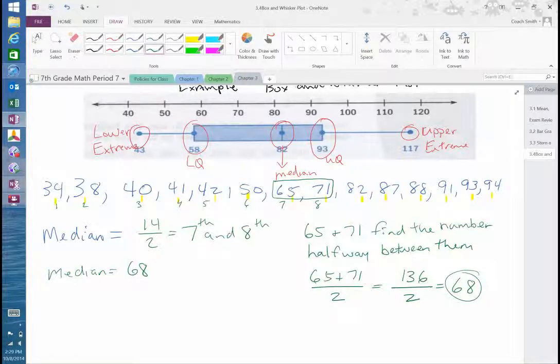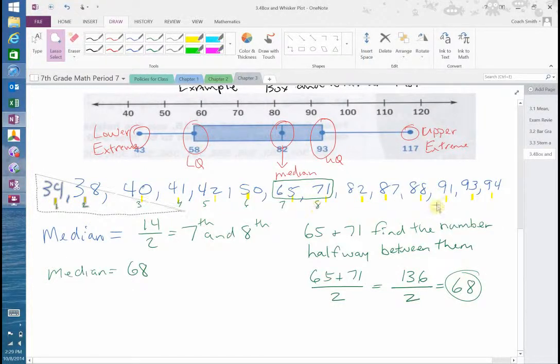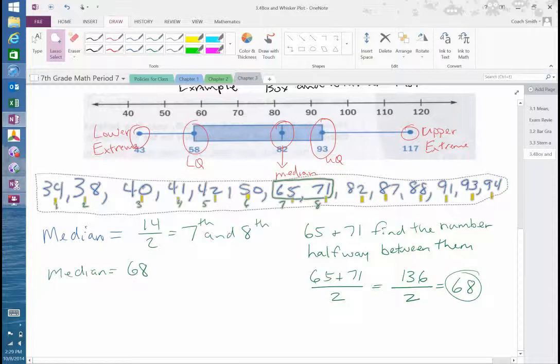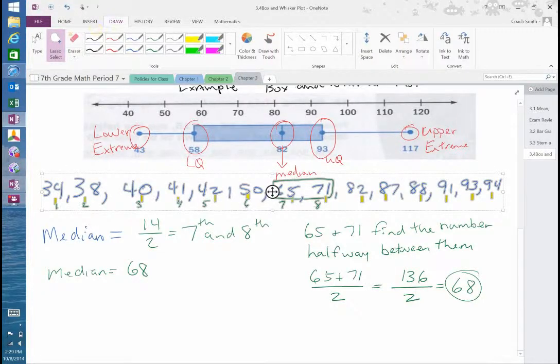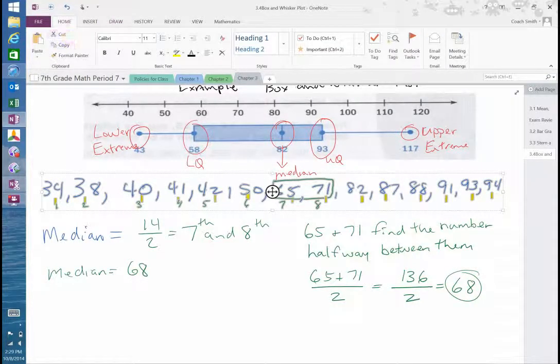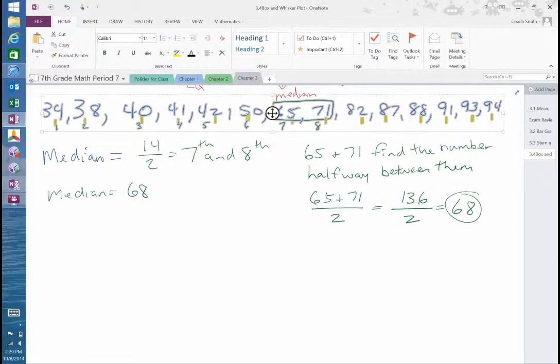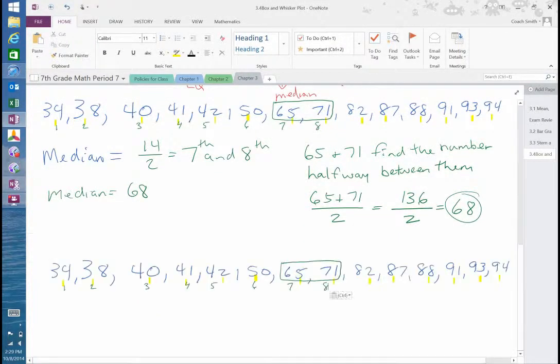Now, you don't have to do this. I'm just doing this to move it on down so we can look at it better. Next step.